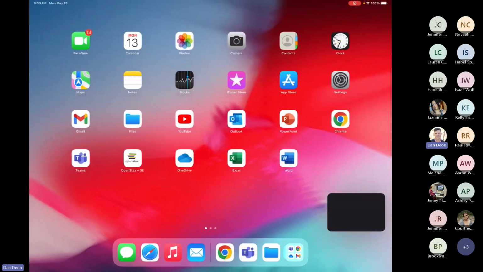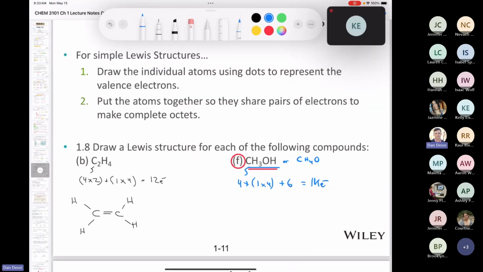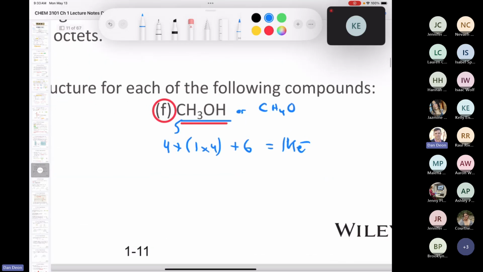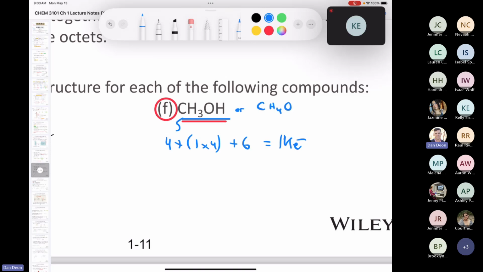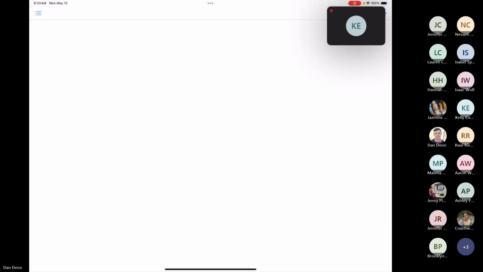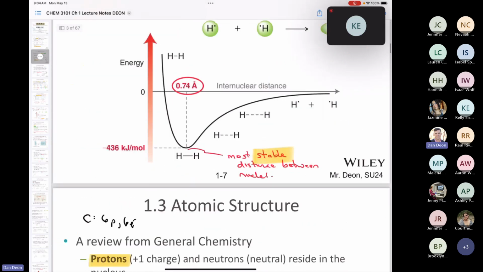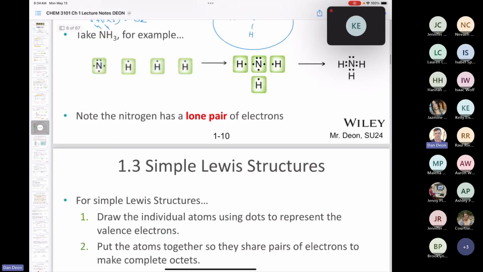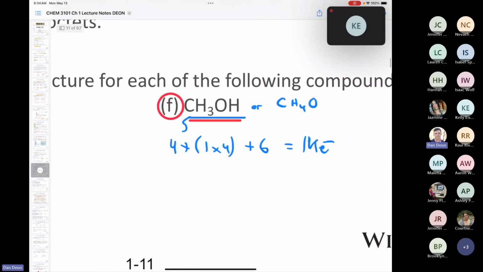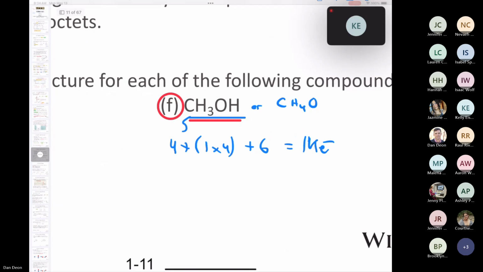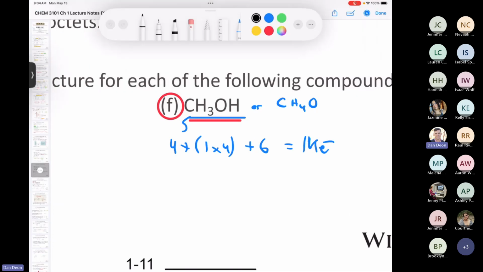Okie doke. So where we left off last was taking a look at this formula CH3OH and seeing if we could come up with a Lewis structure for that. And just before we stopped recording, I said the reason why they have it listed like this is because we know that the CH3 is connected to the OH like this.